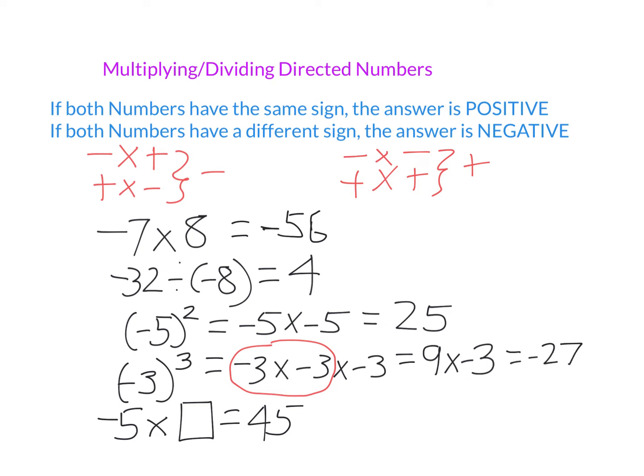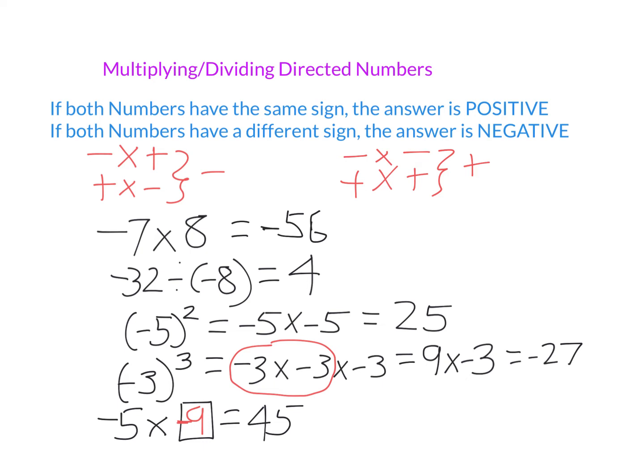So sometimes you'll get a question like this where you have to find the number that goes in the box. So what do I times by 5 to get 45? Well, I'm sure you all know the answer to that is 9. 45 divided by 5 is 9. So if I want to go from a negative number to a positive answer, the 9, however, has to be negative. And that's all there is to operations with directed numbers.